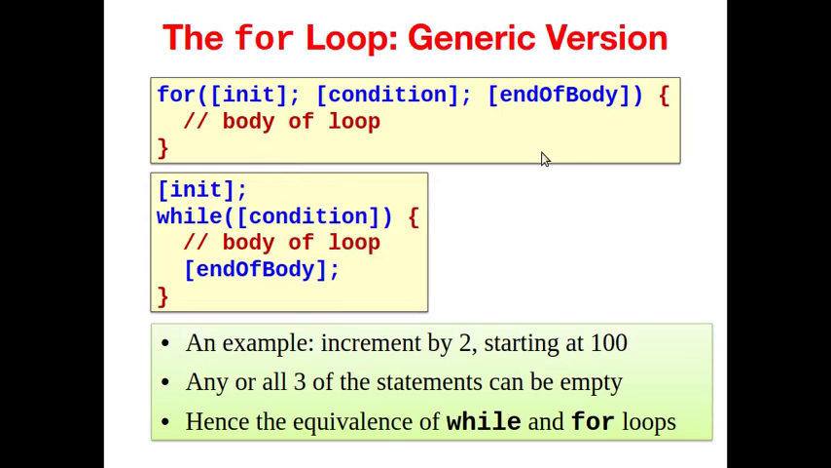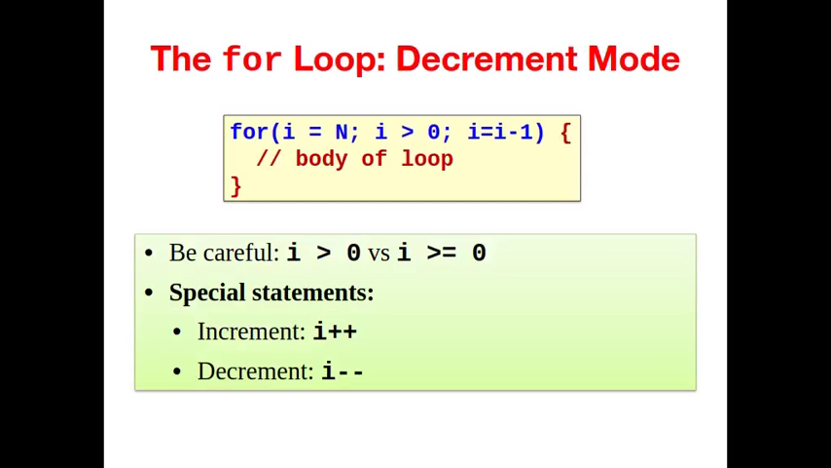Each of these 3 parts can be empty, which means that any while loop also can be written as an equivalent for loop. Another common mode of usage of the for loop is where the loop counter decrements by 1 in each iteration. As a test of understanding, can you tell how many times does the loop body execute in the above code segment? One special note of caution here is to be careful about I greater than 0 versus I greater than or equal to 0.